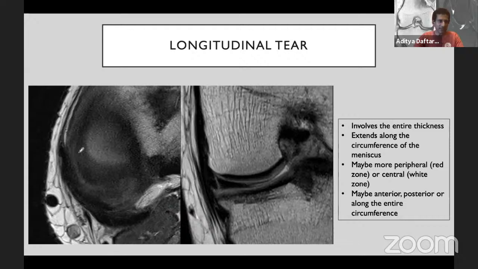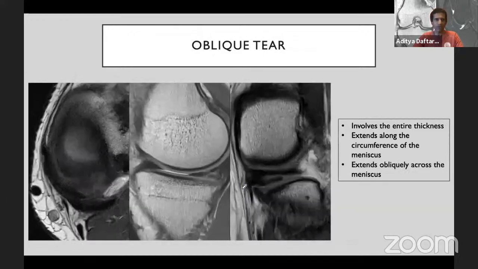Longitudinal tears are tears that go along the length, craniocaudally. They can be peripheral, which indicates the red zone. They can be in the middle, which is the pink zone, and they can be central, which is the white zone. And we try to inform you of that so you know whether the tear is fixable or not.